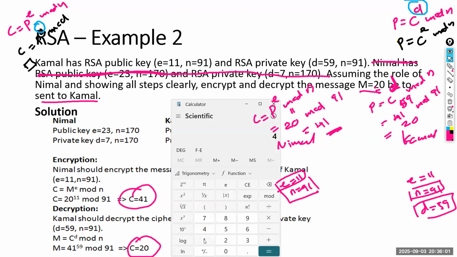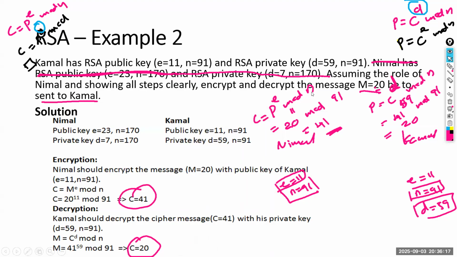41 to the power 59. It's an even bigger number. Mod 91. Yes, anyway, it's also 20. So our answer is correct, but I made a mistake earlier, because it is C to the power D, and D is 59. 41 to the power 59 mod 91, we are getting back the original plain text. The examiner has given it as M, but I just take it as P. Is it clear?